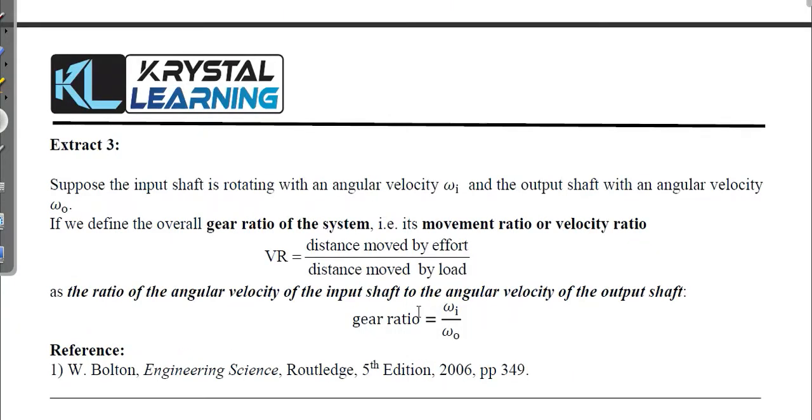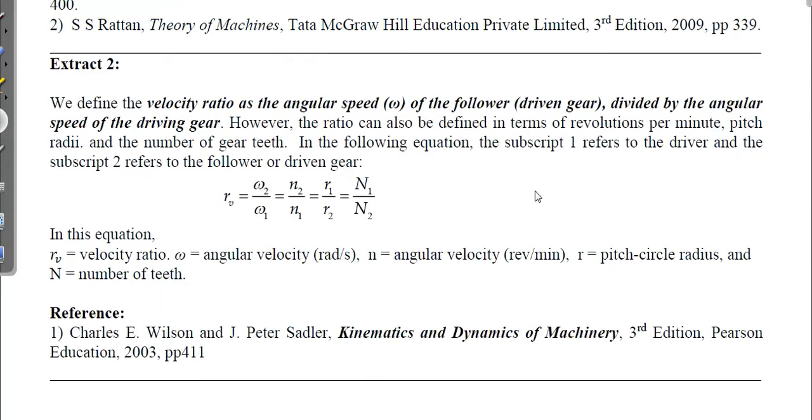So in the third extract, it is saying input upon output shaft gear ratio, and there will also be confusion between the names. That is gear ratio. It is using, you can also use, movement ratio or velocity ratio. All the terms mean the same, according to this author. So it is saying input upon output.